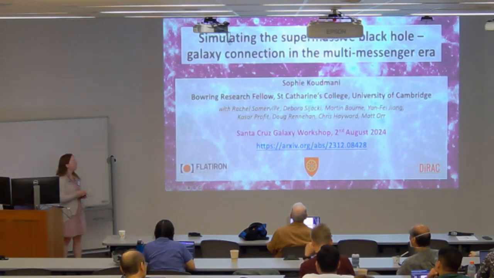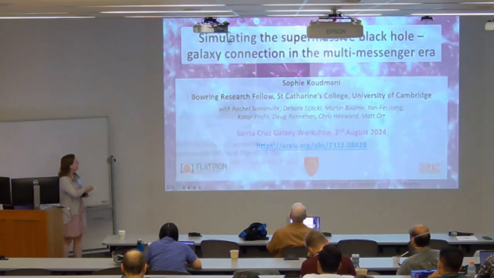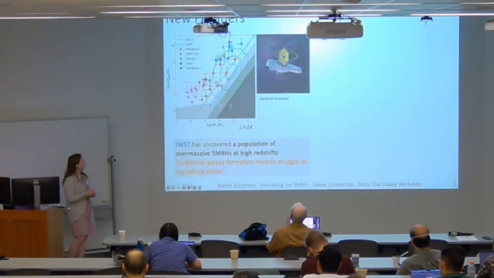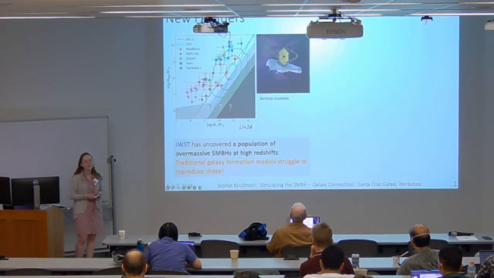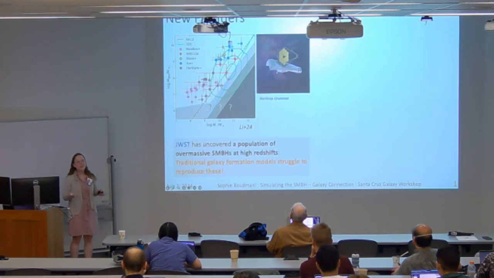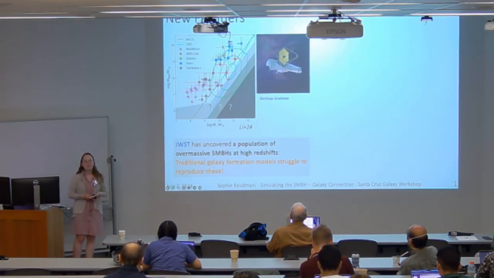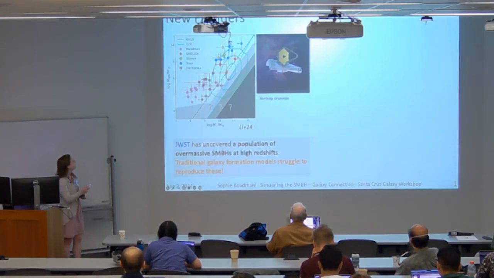We've already had a few talks about this that have told us about the exciting recent developments. In particular, these mysterious overmassive black holes that have been uncovered by JWST in the early universe. Now, of course, this could also be affected by selection effects, but nevertheless, the fact remains that for simulations, it is very difficult to reproduce this population.